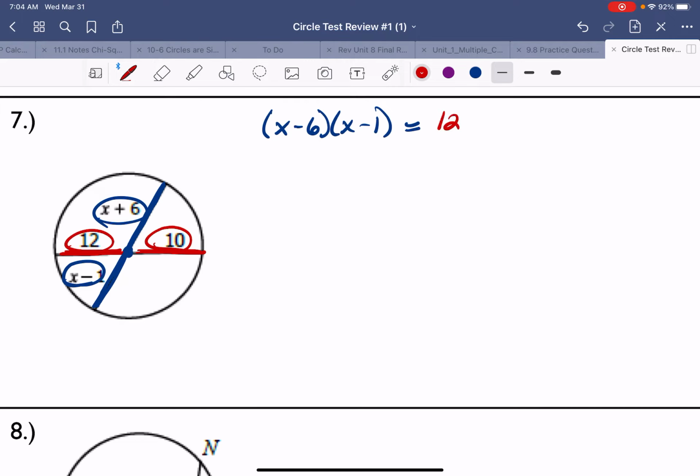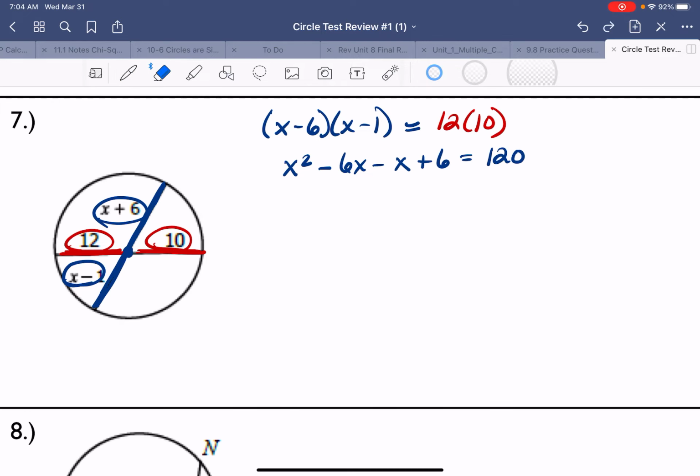So it'll be 12 times 10. Okay, so you're going to go ahead and multiply this out. So you have x squared minus 6x minus x, did I do that right? Yeah. Minus 6x minus x plus 6 is equal to 120. And so if you go ahead and combine all of your terms, you'll end up with x squared minus 7x plus 6 is equal to 120.